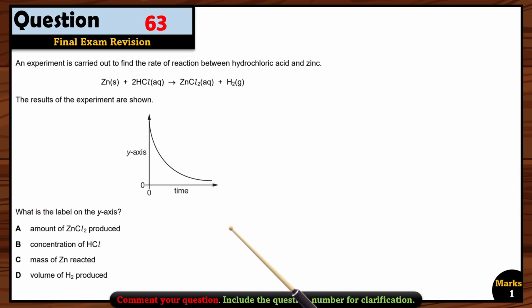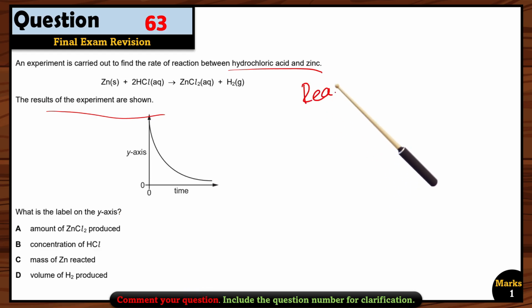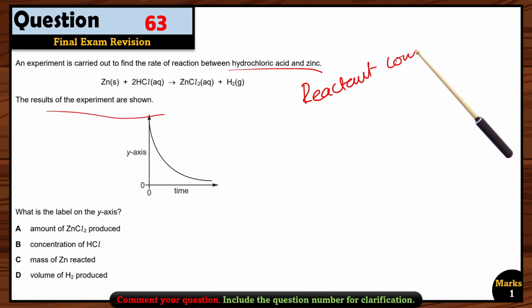Let's see another question that is related to the graph. An experiment is carried out for the rate of reaction between HCl and zinc. The results of the experiment are shown. What is the label on the y-axis? Okay, remember that I already told you that rate of reaction you can measure either by measuring how many reactants have been consumed per unit time, or how much product is formed per unit time. So now you have two choices. Either you can measure the reactants consumed or the products formed, right?